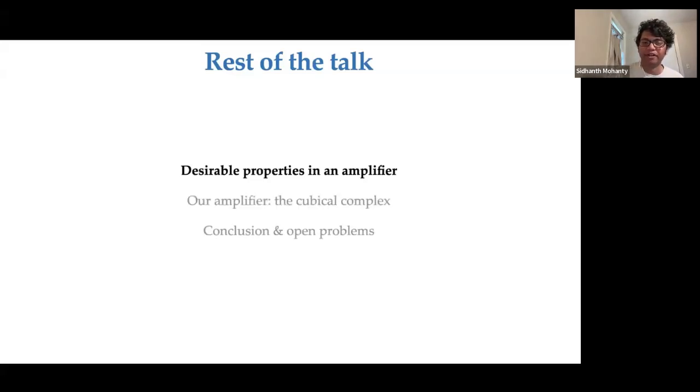in the rest of the talk, I'm going to outline some of the desirable properties we would want in an amplifier. And then I'll explain what the cubical complex is, which is the amplifier that we use. And then finally, I'll conclude and tell you all some open problems that I like.